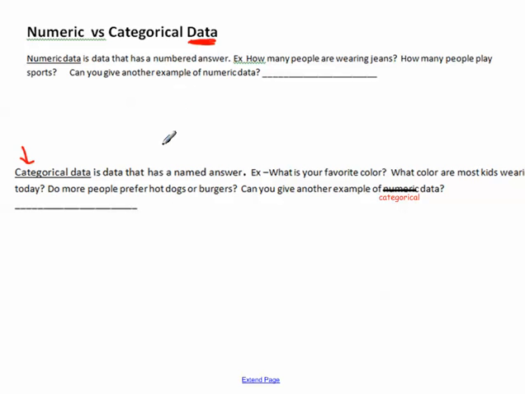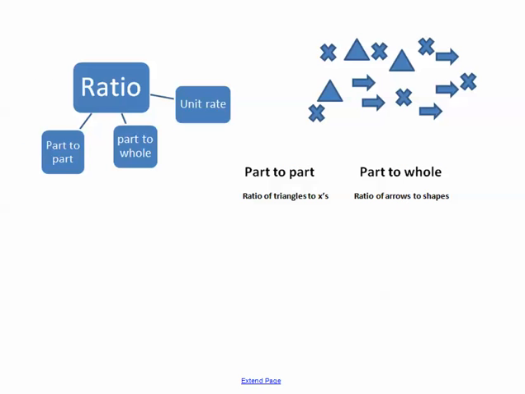Why don't you pause the video real quick and write an example of a numeric data question and one that's categorical. Pause the video and come back. All right, I'll check those questions tomorrow. So let's come back to ratios now.